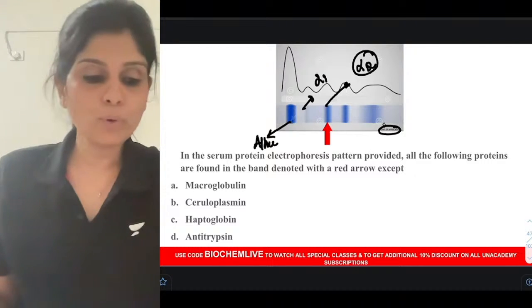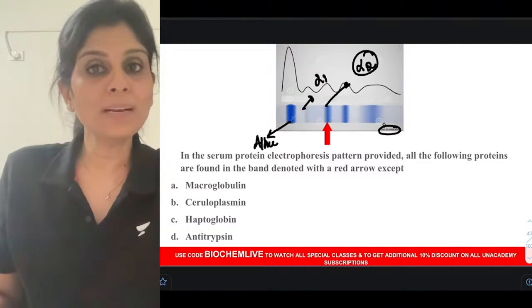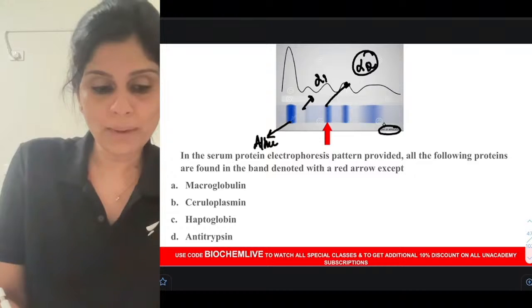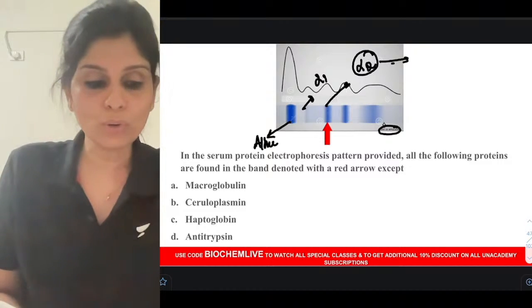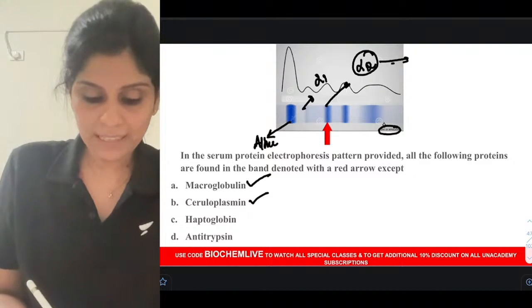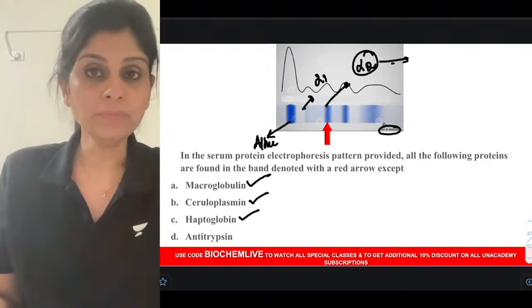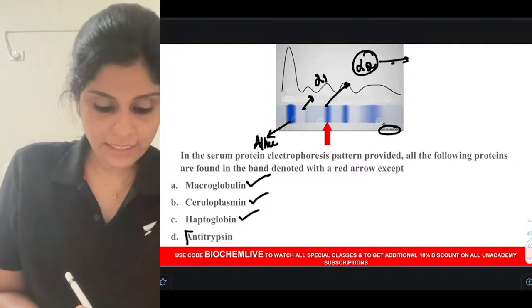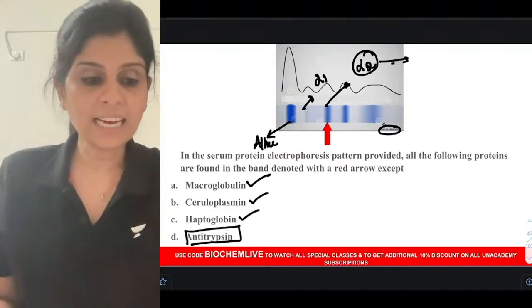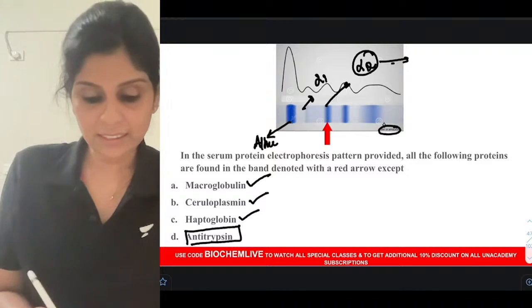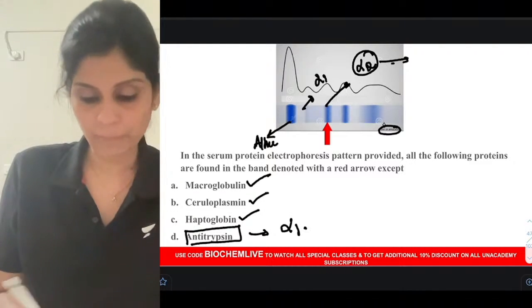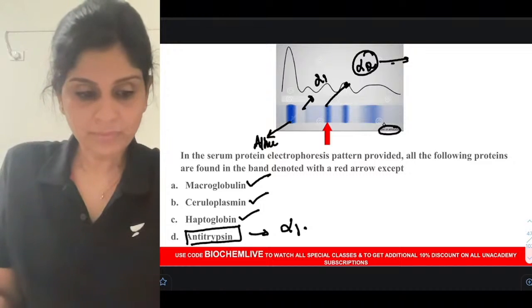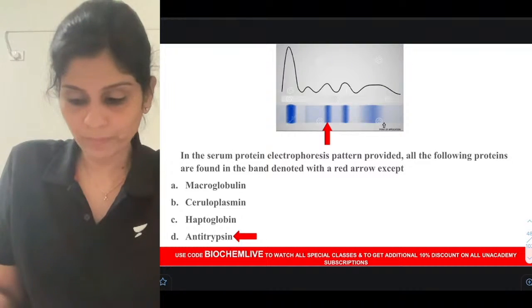So tell me, what are the proteins which are present in the alpha 2 band? All of you answer this. Alpha 2 band has alpha 2 macroglobulin, ceruloplasmin and haptoglobin. So what is the right answer here? Yeah, the right answer here is antitrypsin, because antitrypsin is seen in which band? It is seen in the alpha 1 band. Okay. I hope it's clear to all of you now.